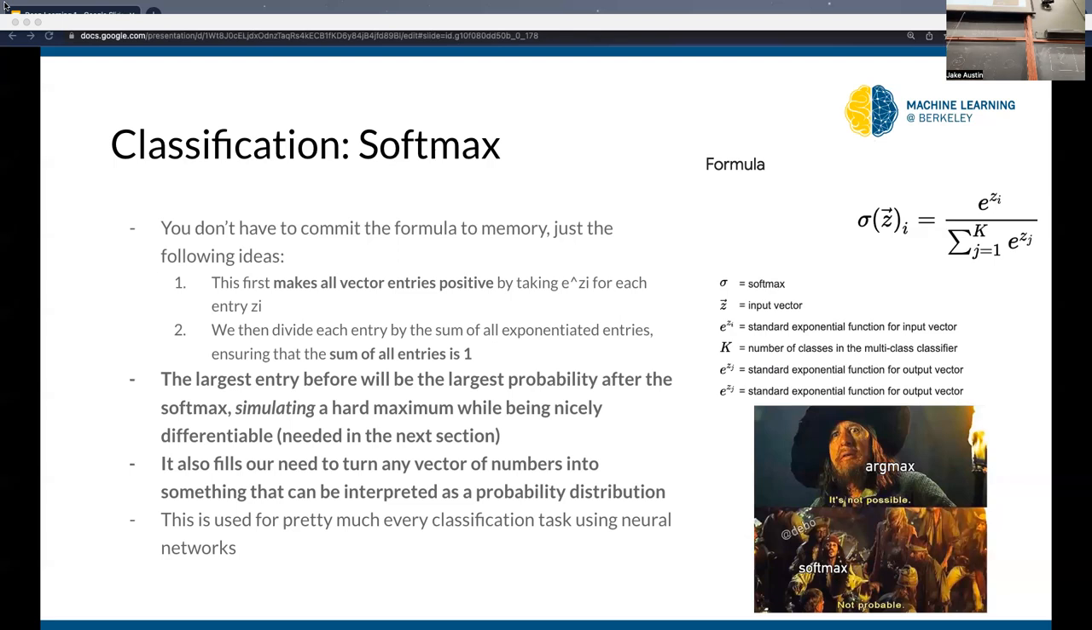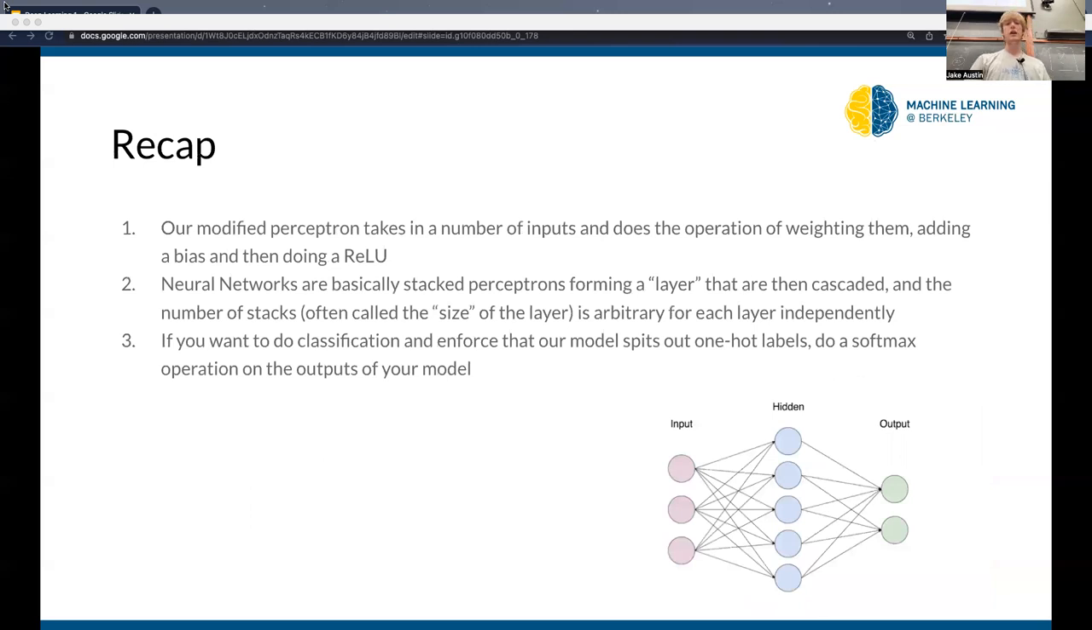A little bit mathy, but I want to know, are people comfortable with that? The idea is that we have a function here that takes in a vector of values and spits out a vector of values that sum to one and are all greater than zero. Okay, sort of a mathy aside. You won't ever have to implement this or worry too much about it, but it's just something you're going to throw on the end of your neural network.